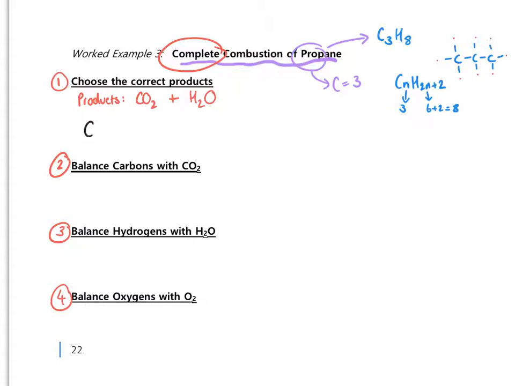So we said the formula of propane is C3H8. Combustion reactions are propane reacting with oxygen, so we write plus O2. Then we write our arrow. What are our products? They're carbon dioxide and water, CO2 plus H2O. The next step is that we need to balance the carbons with CO2.